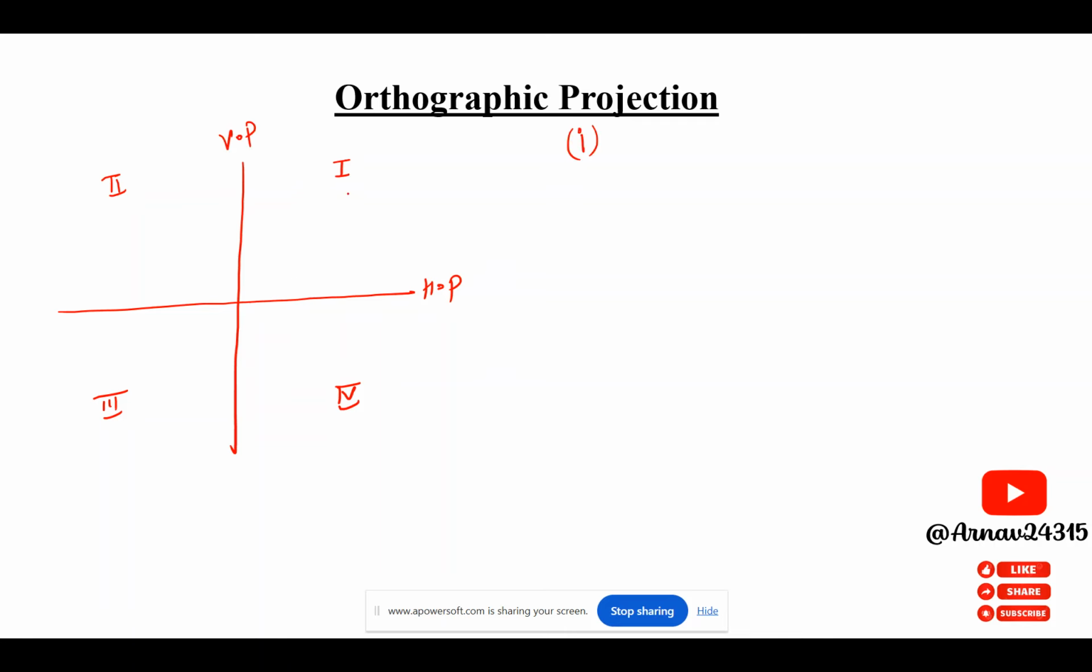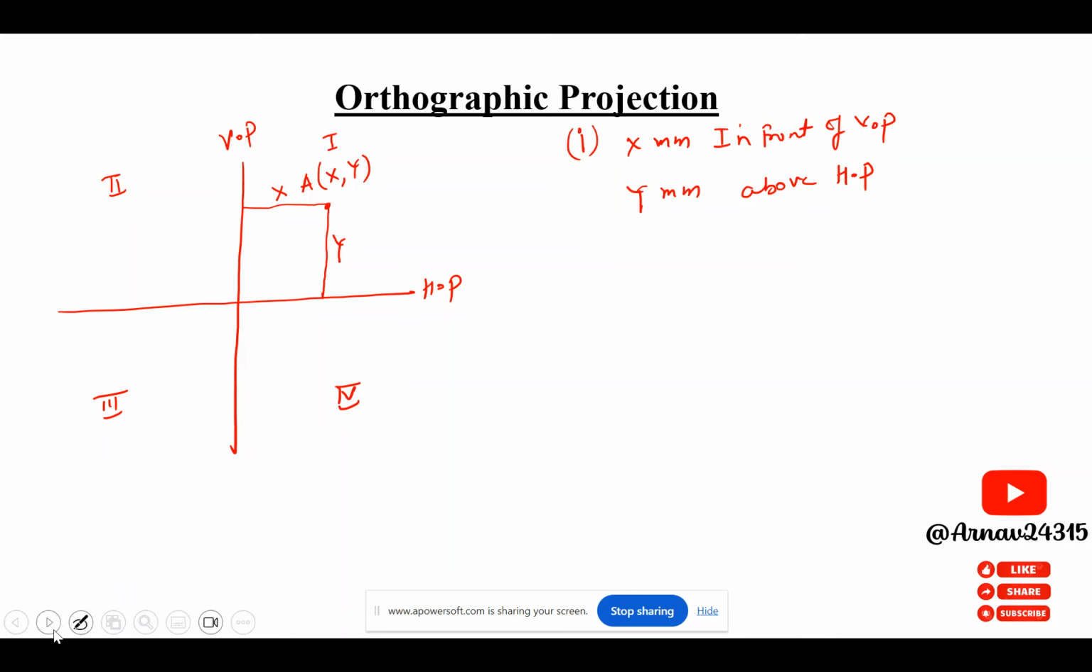So first condition क्या है कि suppose the object is going to lie in the first quadrant. So let's say this is a point A, right? And this point is, let's say, the coordinate of this point is, let's say I am taking x comma y. So what do you mean by x comma y? So that means what? This point is technically x mm in front of vertical plane and y mm above horizontal plane. ये इसका technical location हुआ, right?